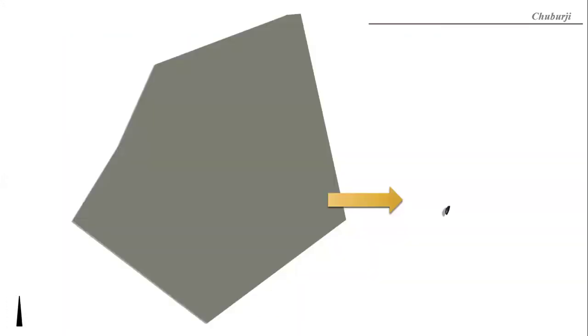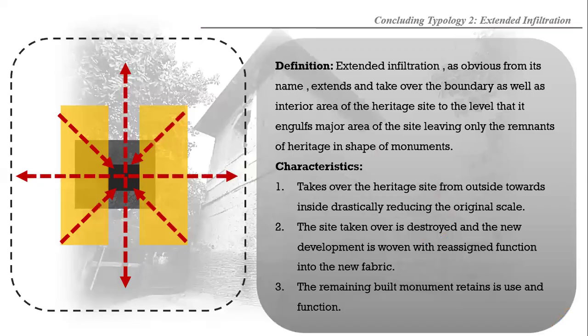And this diagram depicts the dramatic behavior of extended infiltration, where the scale of the heritage site is reduced by more than 99%. The diagram on the left depicts how the infiltration takes place, slowly from the outside, but it starts penetrating the boundary to an extent that sometimes the whole site is taken over, with some remains in the form of a gate or a central building. The characteristic of the typology can thus be identified as one that takes over the heritage site from outside towards inside, drastically reducing the original scale.